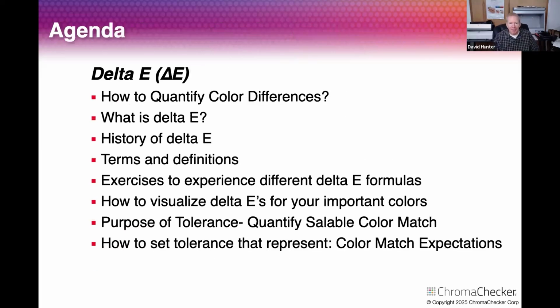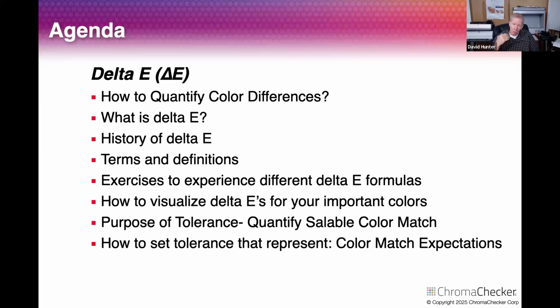And the topic for the day is, why doesn't Delta E always work? So the agenda, we're going to talk about how to quantify color differences, what is Delta E, a little bit of the history of Delta E, cover some terms and definitions along the way. Then I'll give you some exercises, websites that you'll be able to go to experience different Delta E formulas and different Delta E numbers, so you can see what a 5 Delta E in LAB looks like versus a 5 Delta E in Delta E 2000. And through these exercises, you should be able to learn how to visualize your Delta E's for important colors.